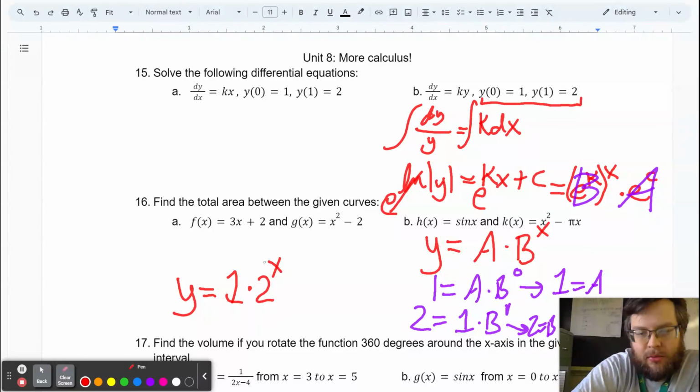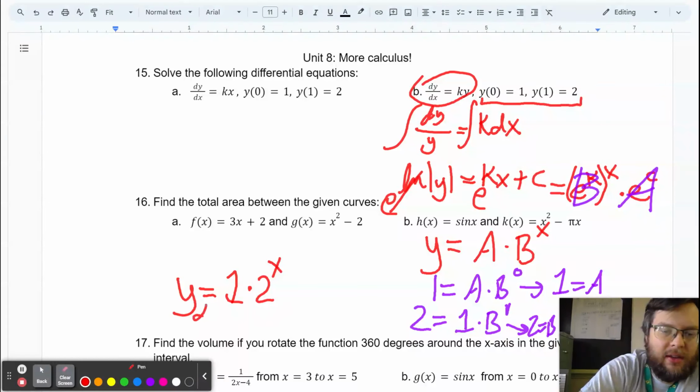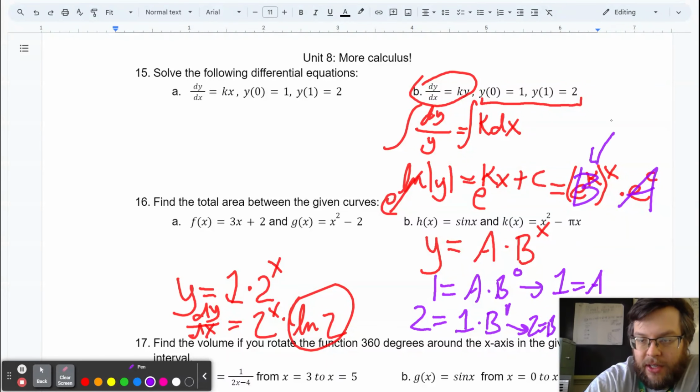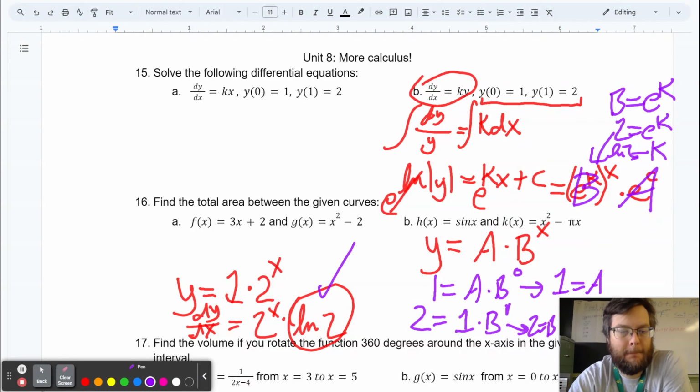And one thing that's a little confusing here perhaps is how could I check my answer with ky right there? Because if I do dy/dx, I get 2 to the x times natural log of 2. Natural log of 2 turns out to be equal to k because my b value was equal to 2. Remember, I defined b as e to the k. And so if 2 is equal to e to the k, then k is equal to the natural log of 2. So it does check out like that.